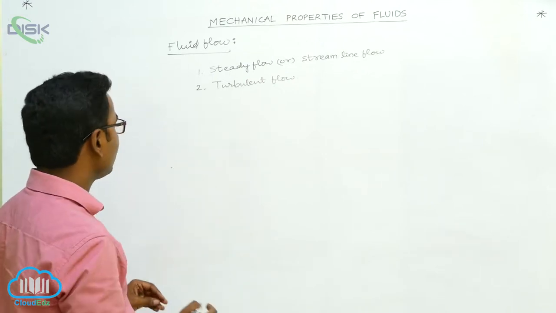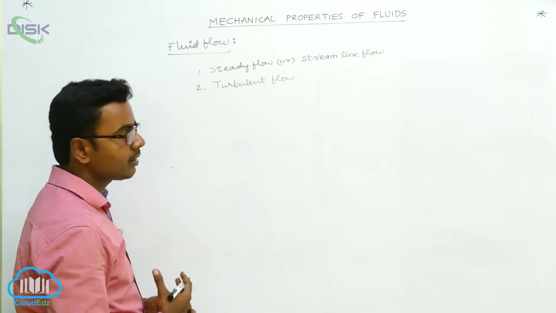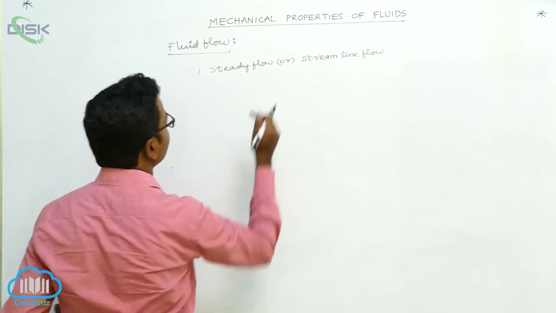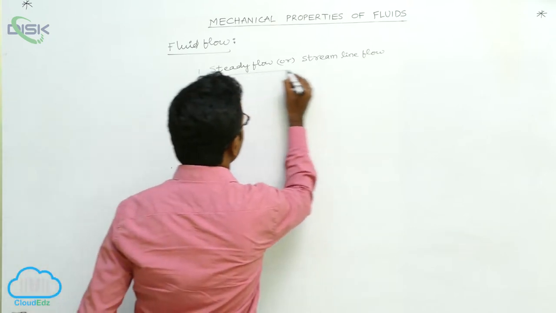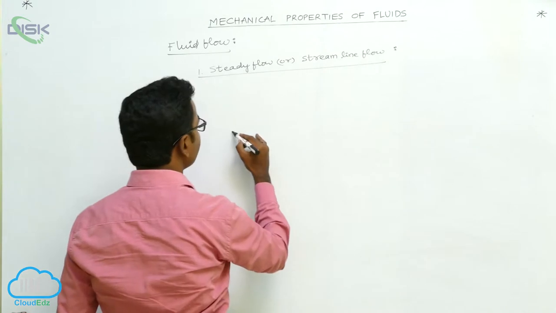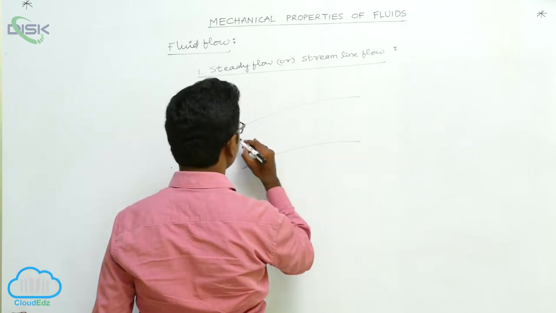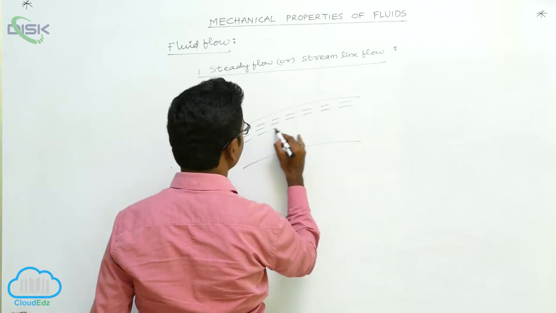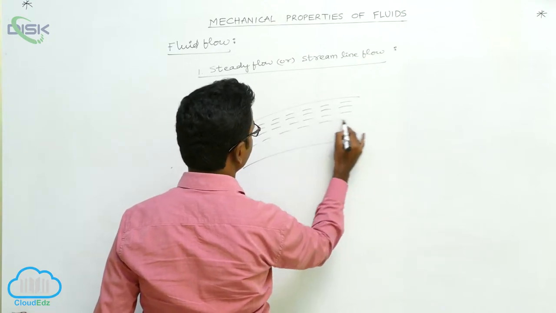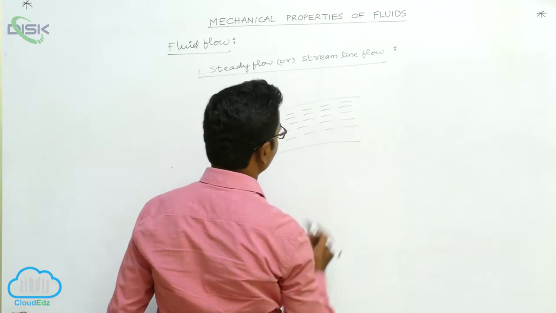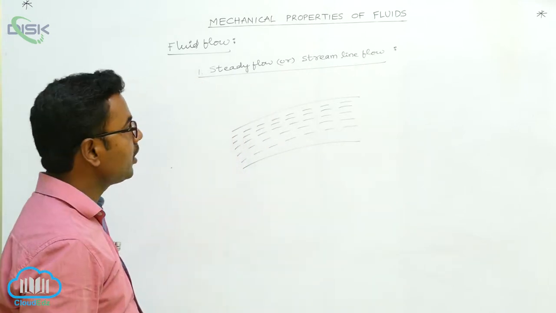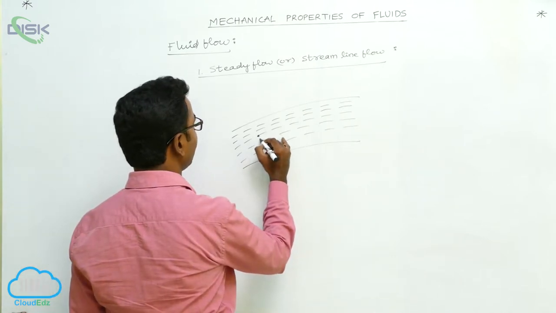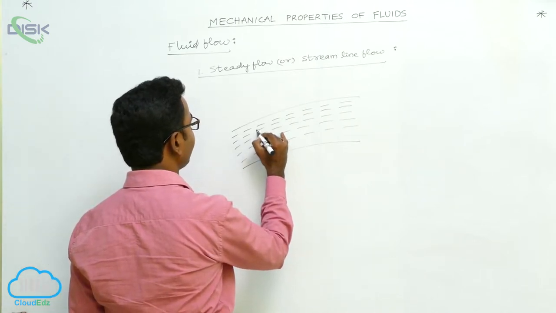Now, let us try to understand how we define the steady flow or streamline flow. Suppose this is a tube through which a fluid is flowing like this. Now, how do we understand the steady flow or streamline flow? To understand the steady flow, we consider a point here called A.